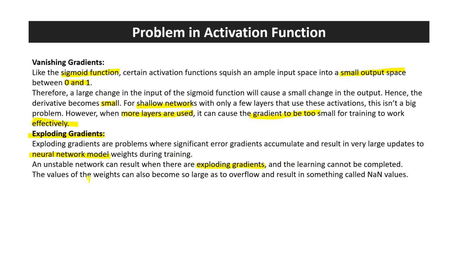The value of the weights can also become so large as to overflow. Yes, it is possible. If the weight is much greater, it will obviously be large and try to overflow, and the result is something called NaN. So this is called the exploding gradient problem, and this is called the vanishing gradient problem.